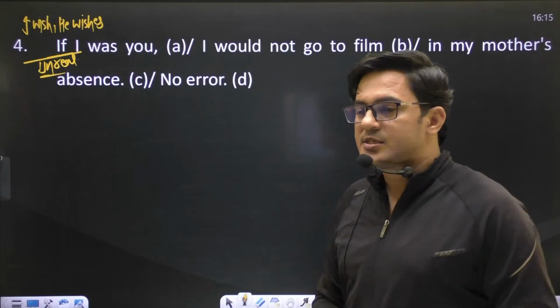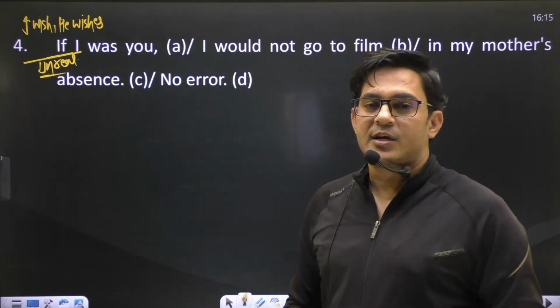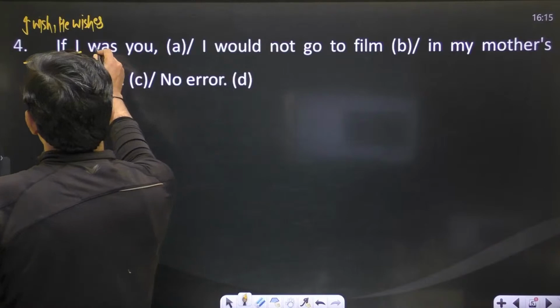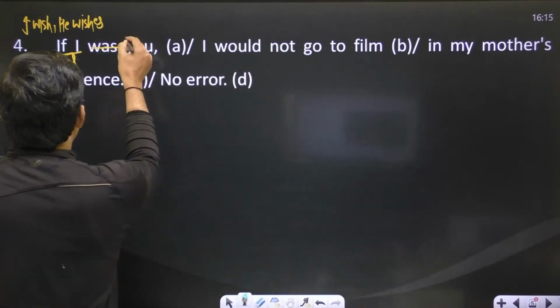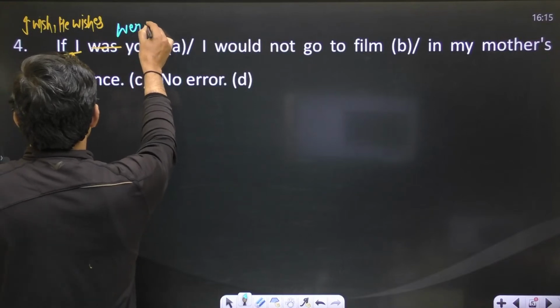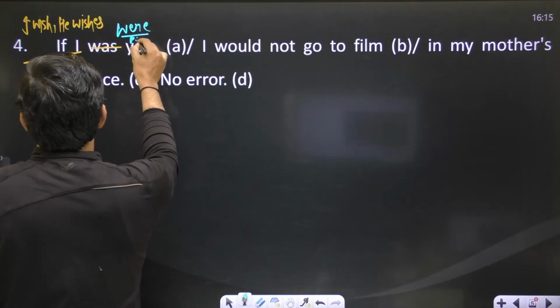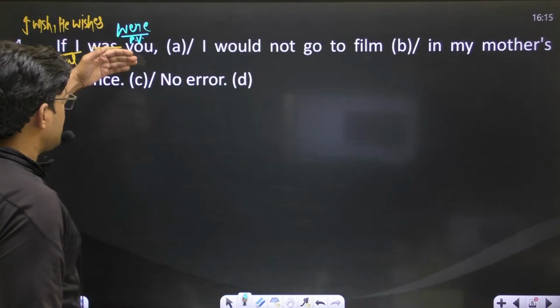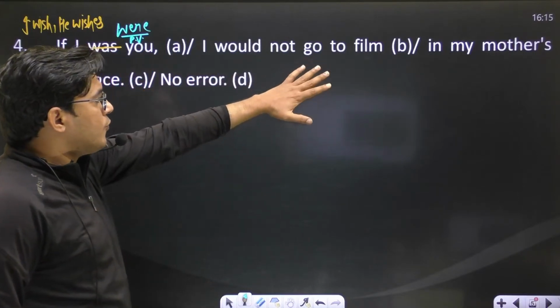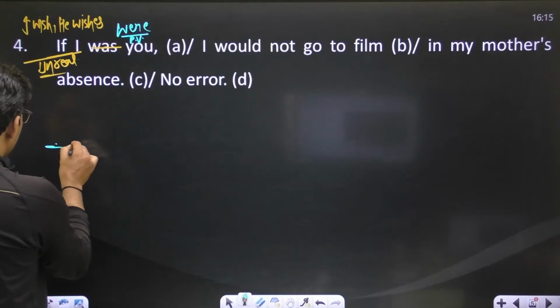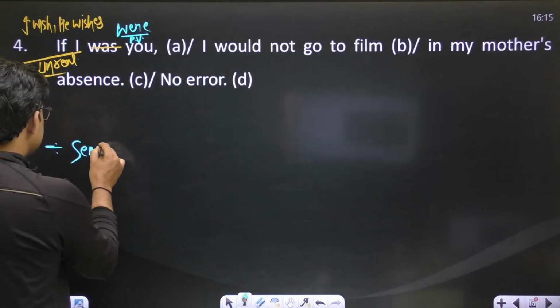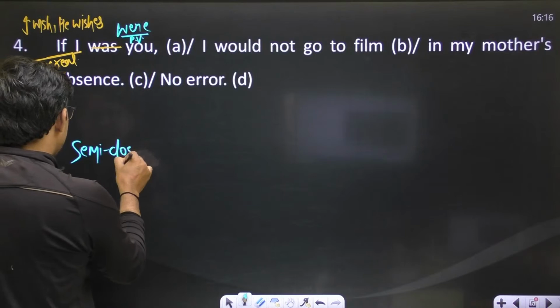And in the semi-closed condition, we use past indefinite tense, and in this past indefinite you have to use a plural verb. This plural verb will be were. The sentence will be, if I were you, I would not go to film in my mother's absence. And make sure, in conditional sentences, we use a semi-closed condition.